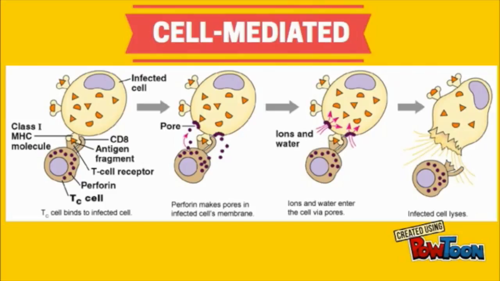So here's the cell-mediated response, which utilizes cytotoxic T cells, and while it is not shown, it is activated by the helper T cell as well. After the cytotoxic T cells are activated, they bind to a cell that is already infected by the pathogen. Once it binds, it releases perforins, which make pores in the cell membrane where ions and water rush in to lyse the cell.